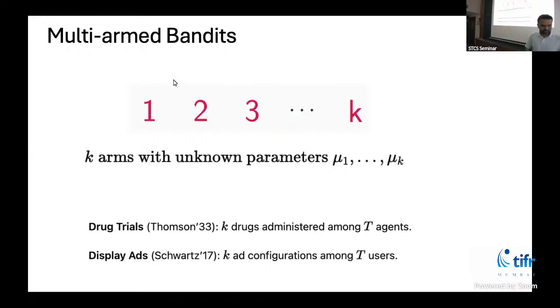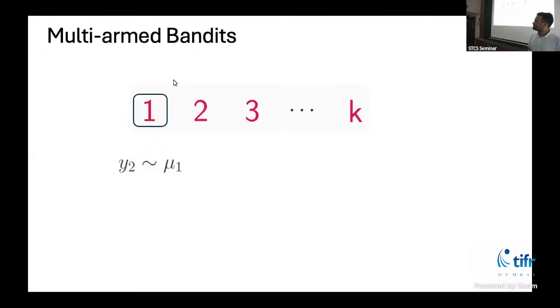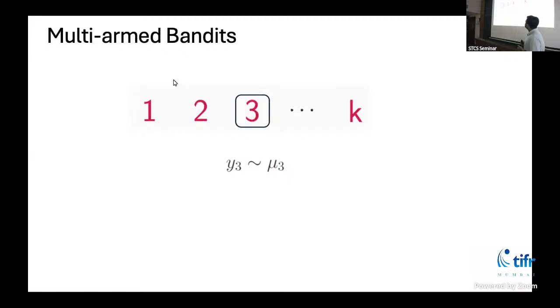So the learning proceeds like this. You have k arms. In the first round, you pull an arm randomly, say arm 2, and observe a reward y1, which is drawn from the Bernoulli distribution associated with arm 2. So y1 comes from a distribution with mean mu2. Seeing this reward y1, the algorithm decides which arm to pull next. Say it pulls arm 1, and observes the reward y2, drawn from the Bernoulli distribution of arm 1. Now, seeing y1 and y2, the algorithm decides which arm to pull next. Say it pulls arm 3, and we get a reward drawn from the distribution of that particular arm.